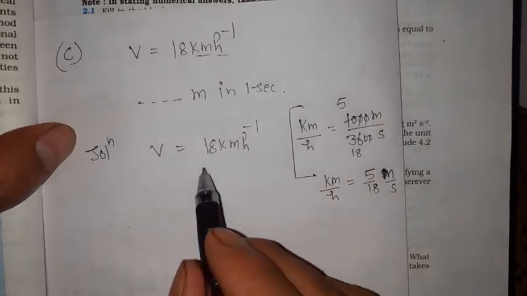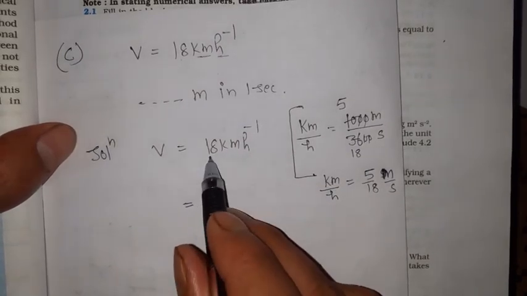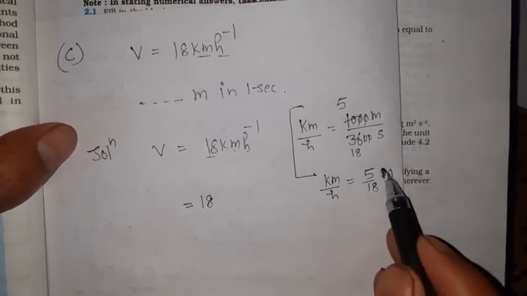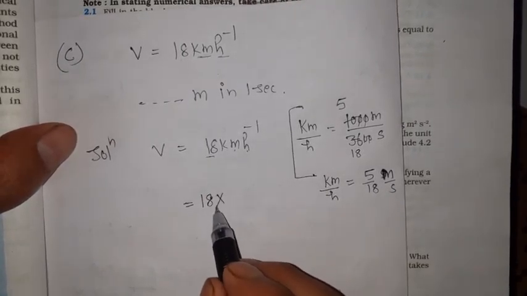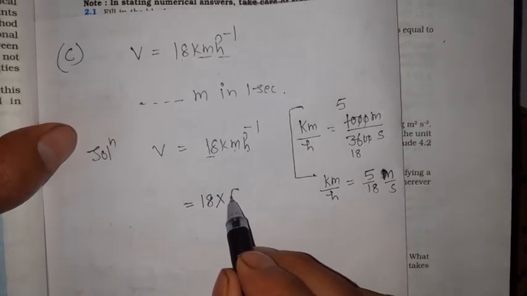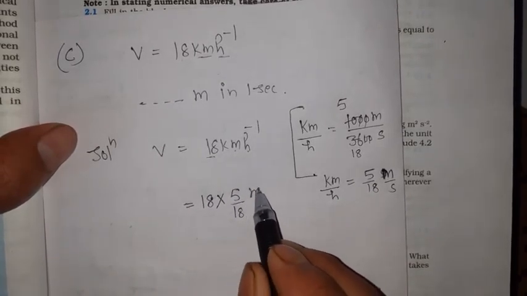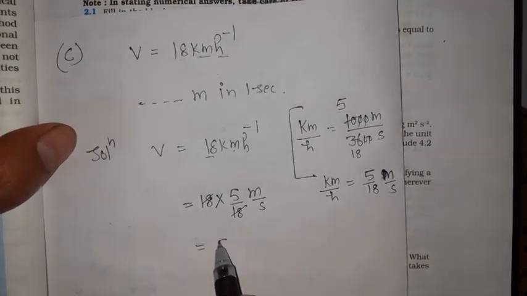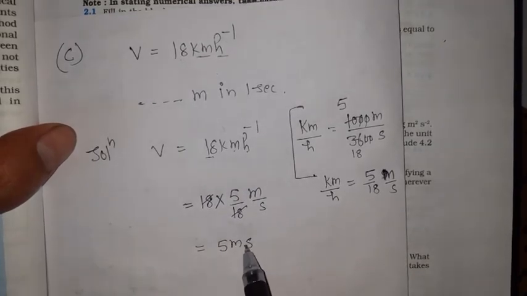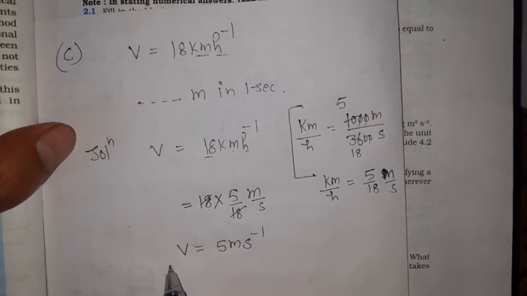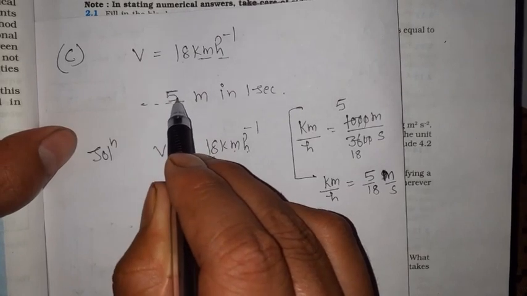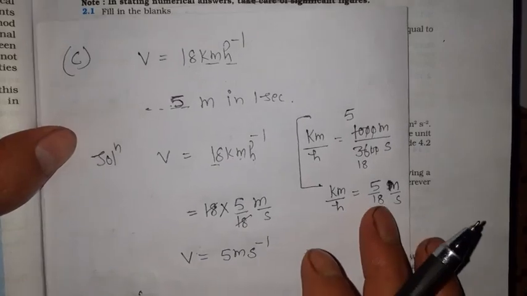Okay, so now student, over here I get that the value is 18. Now I want to convert kilometer per hour into meter per second, so I have to do the multiplication with this 5 by 18, so it will change into meter per second. So 18 will cancel over there, and it is 5 meter per second. Now you can tell how many meters it is going to cover per second. So in one second it covers 5 meters. So this is our answer to this question.